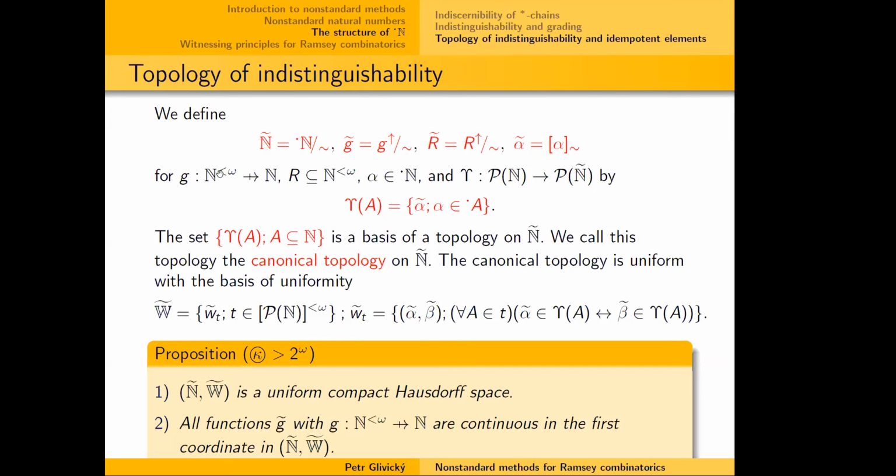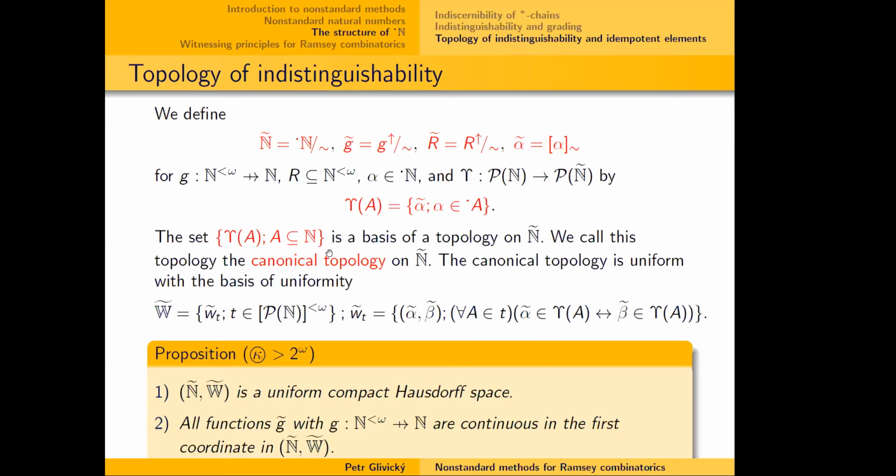And on this factor structure, tilde n, we actually get the canonical topology, whose basis is given by the sets upsilon of A for any A subset of n, where the upsilon A consists of all the equivalence classes of elements that are in the dot of A. This is basically, again, the Čech-Stone topology. Nothing else, or not that different.